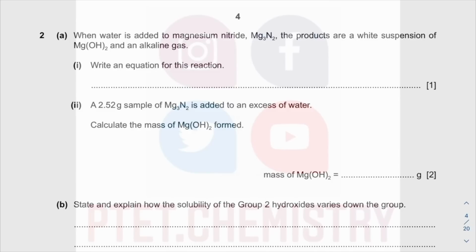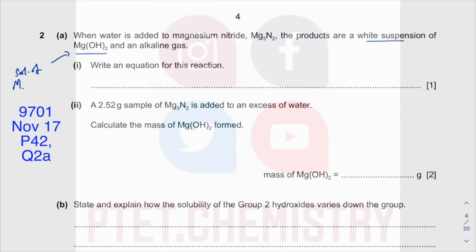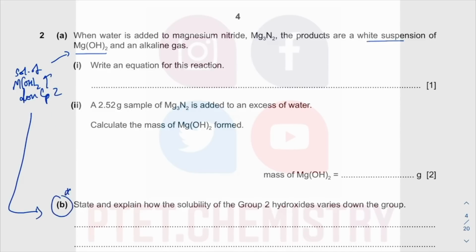So in this next question, this is the start of group 2 chemistry. They tell you the white suspension of Mg(OH)2, because the solubility of the group 2 hydroxides increases down group 2. Oh, guess what? This is the fixed essay that we'll come to in a little bit. What is this reaction? Mg3N2 plus water. You get Mg(OH)2 plus alkaline gas.